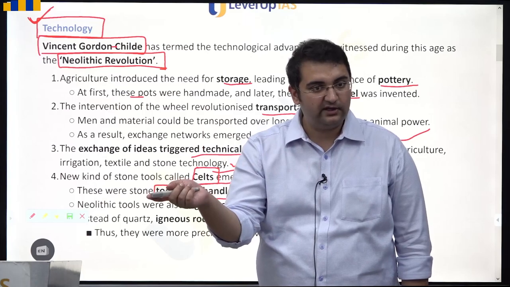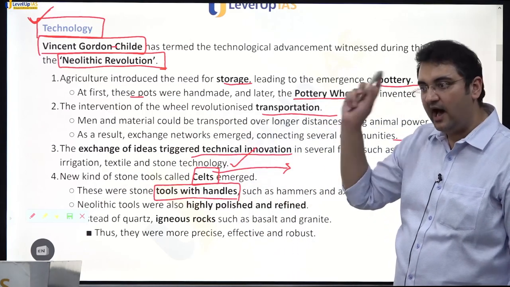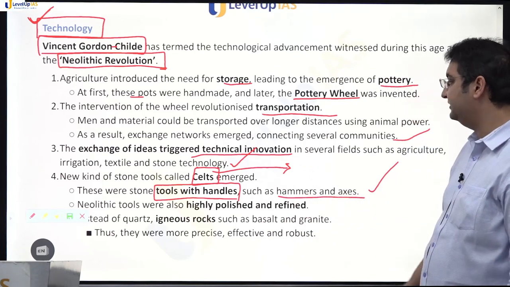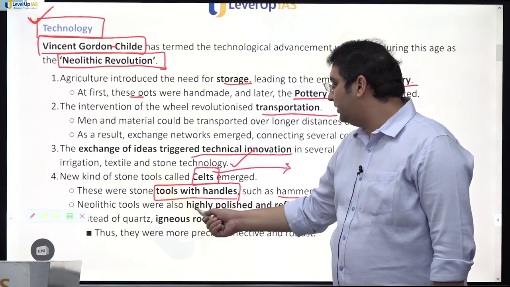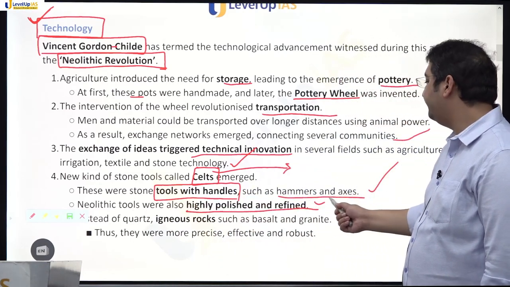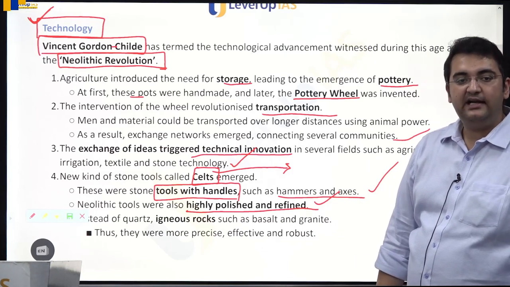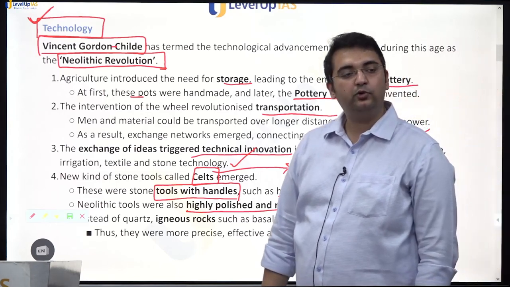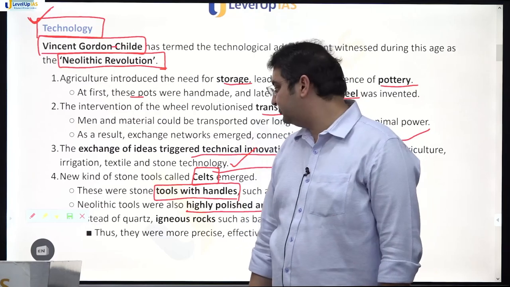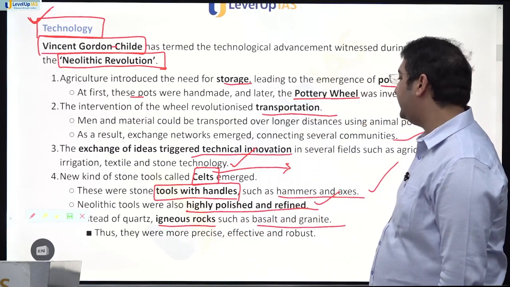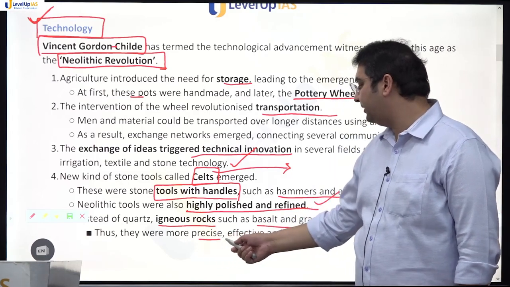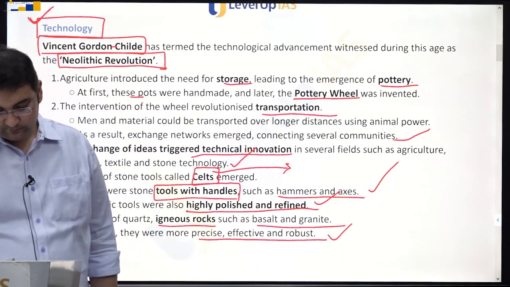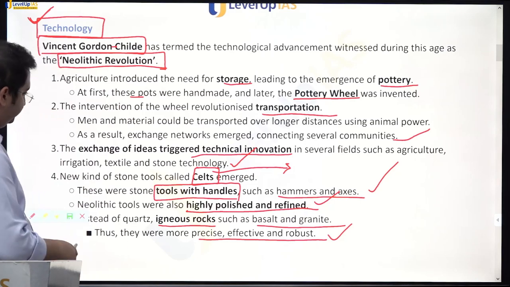You must have studied load arm, effort arm in school in childhood. So now we have a larger effort arm, longer effort arm. Okay? So hammers, axes, etc., these emerged. Neolithic tools were also highly polished and refined. Now, what allowed these tools to be highly polished and refined? The change of material that was being used. Earlier, which kind of stone was being used? Quartz. Now that was replaced by igneous rocks such as basalt and granite. Therefore, these tools were more precise, effective, and robust. Okay? All right.